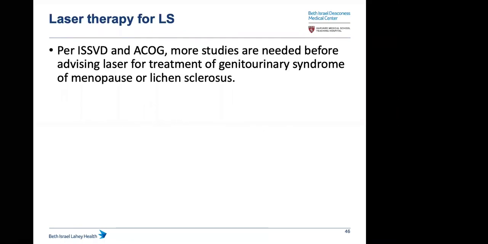I will say that this is investigational. Per ACOG and the International Society for the Study of Vulvovaginal Disease, laser should still be considered investigational for patients who have genitourinary syndrome of menopause or lichen sclerosis. But more investigation needs to be done. So it's certainly an interesting option, but should be only used on trial.